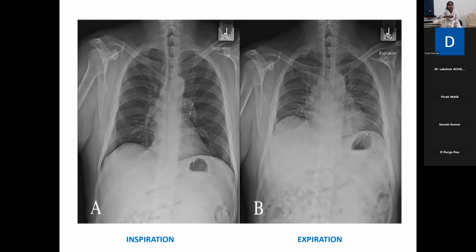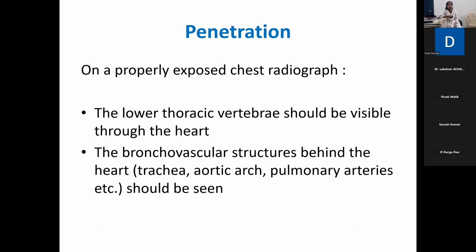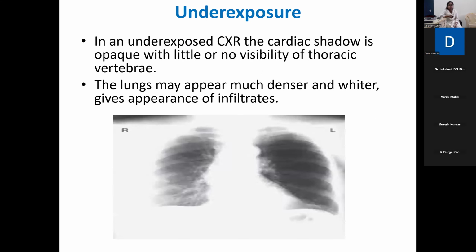Okay. Next is penetration. If an X-ray film is properly exposed, you should be just able to see the lower thoracic vertebra, not very clearly and not completely opaque. It should be just visible. Apart from that, what else should be visible? The trachea, aortic arch, pulmonary arteries, etc. The bronchovascular structures should also be visible.